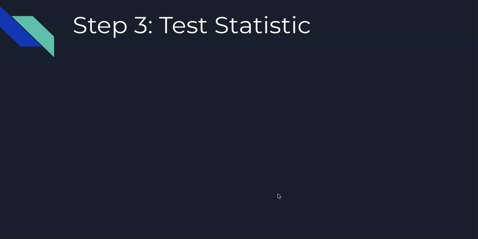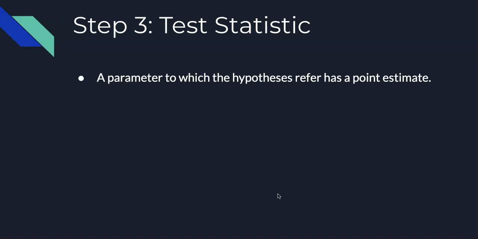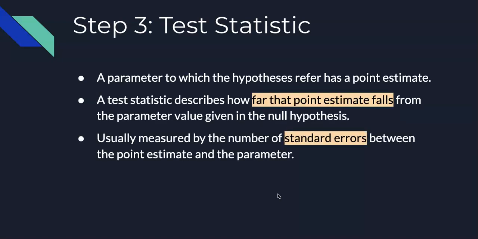So what's considered strong evidence in our test? Well, we first have to do some math and find something called a test statistic. We're not really going to find the test statistic in section 9.1; we'll do that in 9.2 and 9.3. A parameter to which the hypothesis refers has a point estimate, right? We have a point estimate right in the middle. And a test statistic describes how far that point estimate falls from the parameter value given in the null hypothesis, usually measured by the number of standard errors between the point estimate and the parameter. We'll do this more in 9.2 and 9.3, but I just wanted you to have these in your notes.